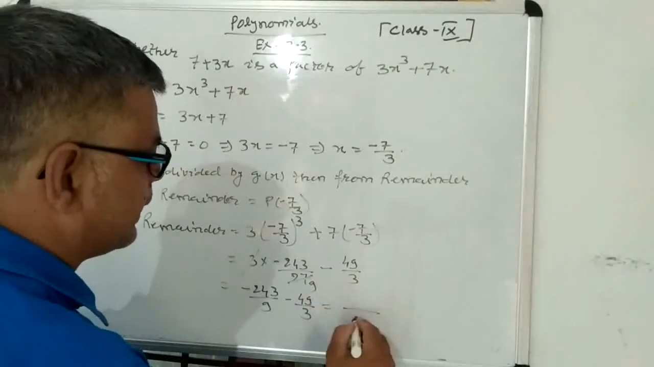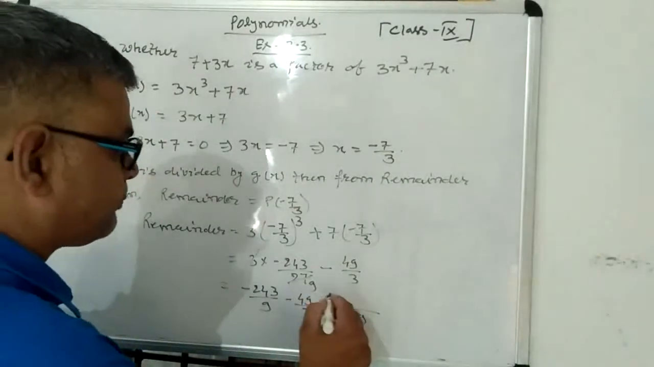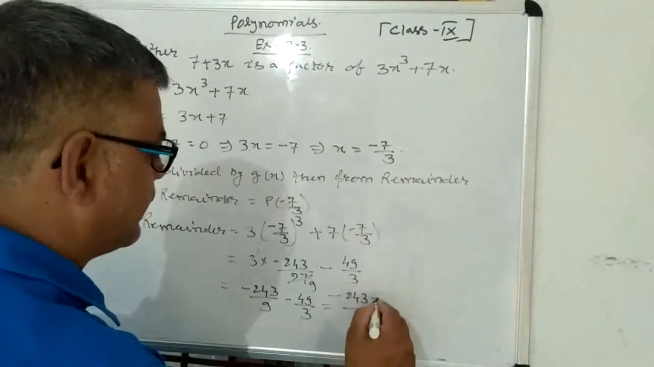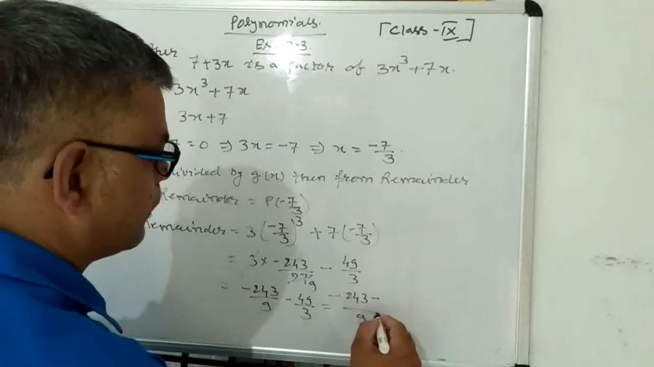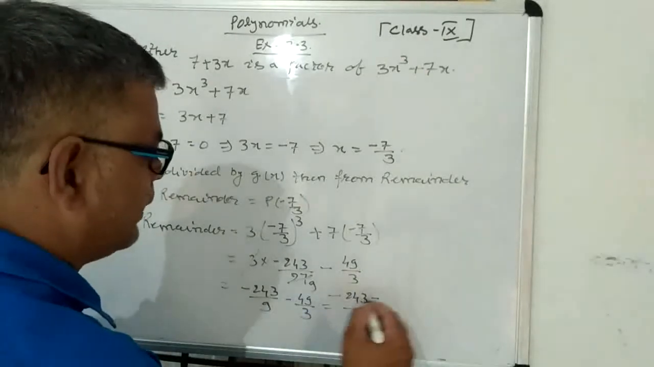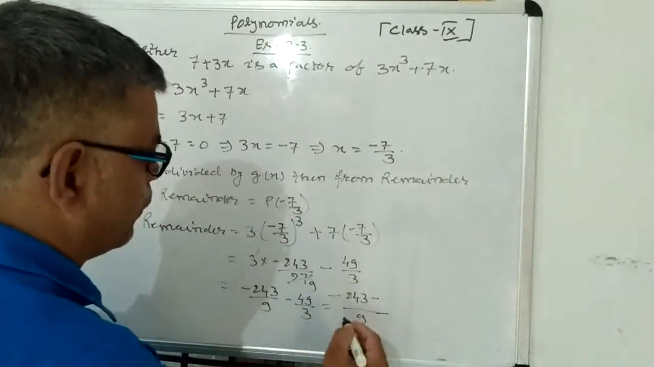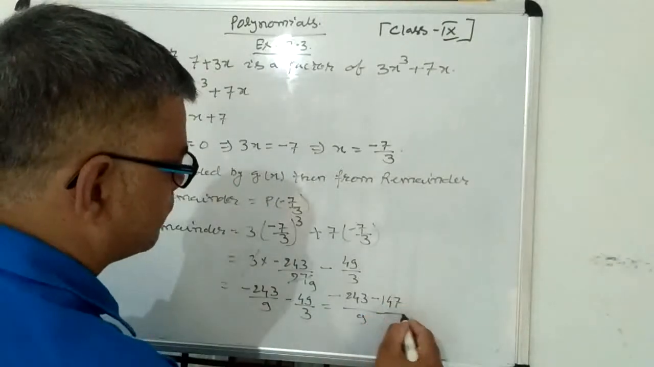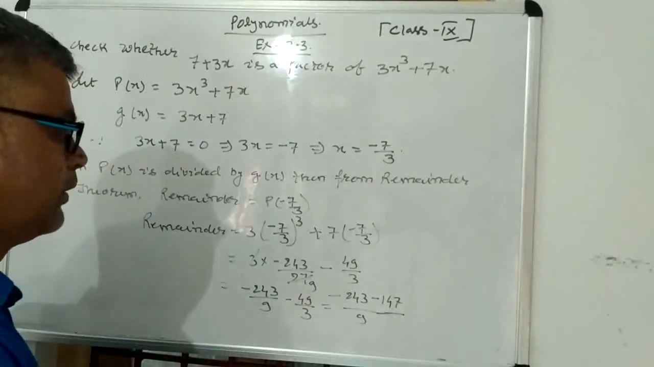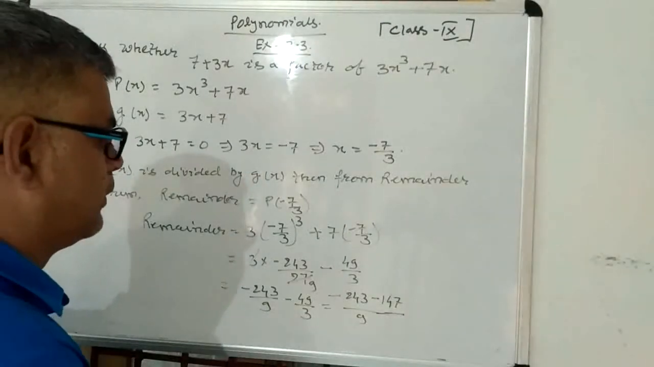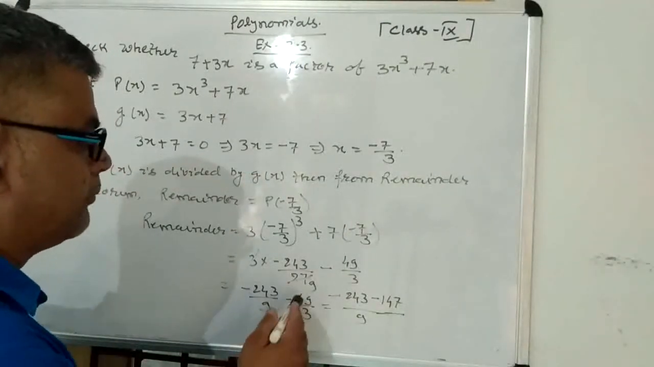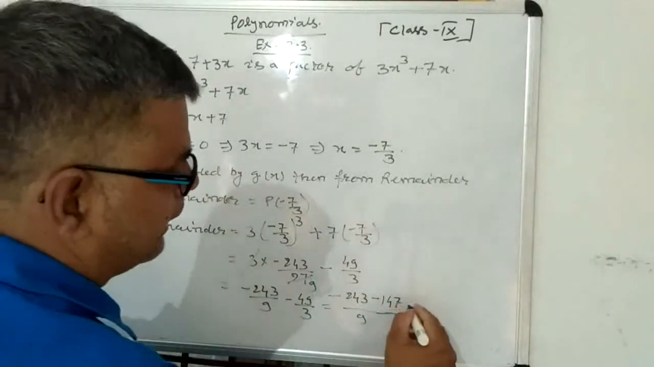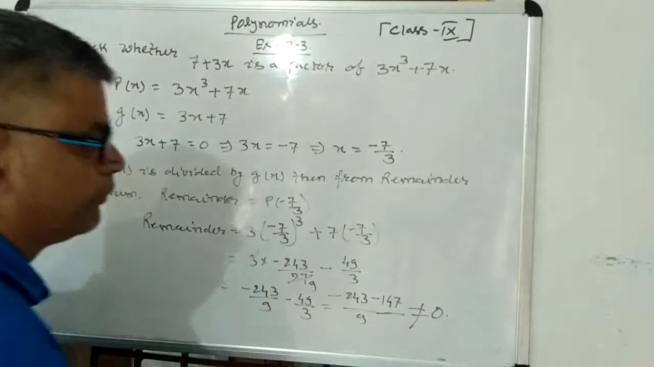So taking LCM, you will get 9 in the denominator, minus 343 minus 3 threes are 9, so 147. Yes, 3 threes are 9, 3 fives are 15, so minus 490 by 9. Ultimately it is not equal to 0.